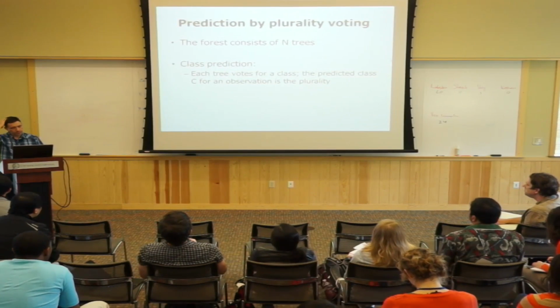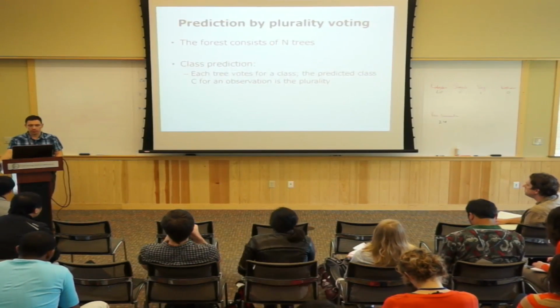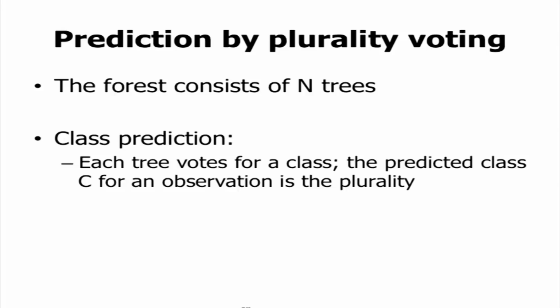Before we get there, let me mention that prediction of the random forest is according to plurality voting. So if you have n trees, for example 500 trees, then you let each tree vote for a particular class, meaning high risk or low risk, for example. And then, like in a democracy, whoever gets the most votes, that's your final outcome, high risk, for example.